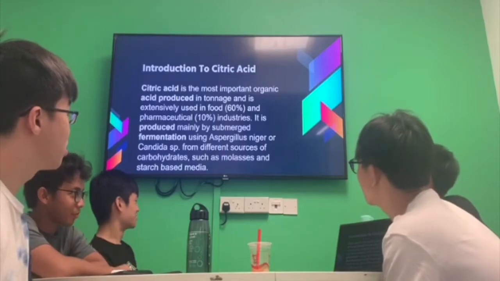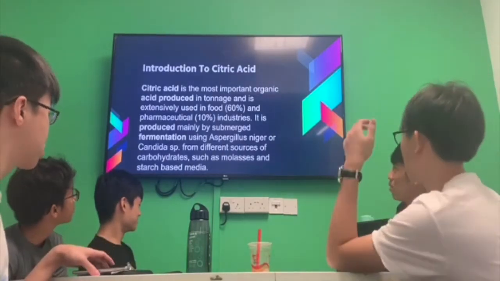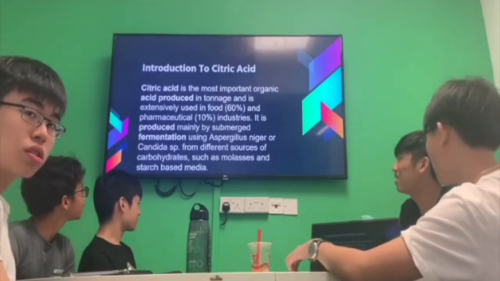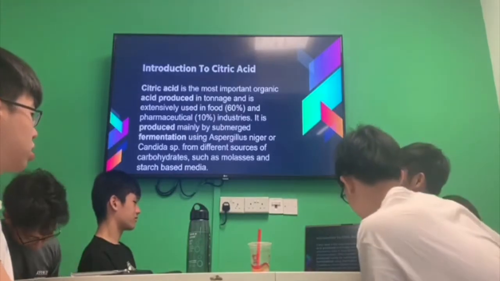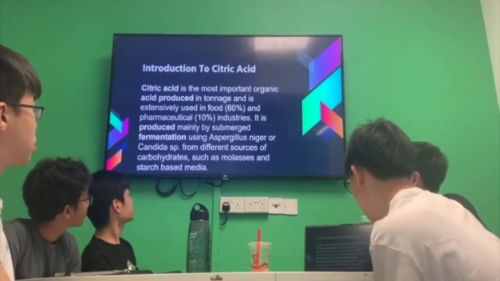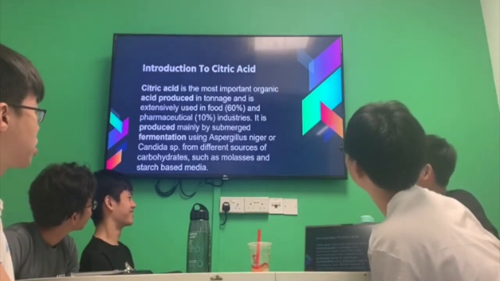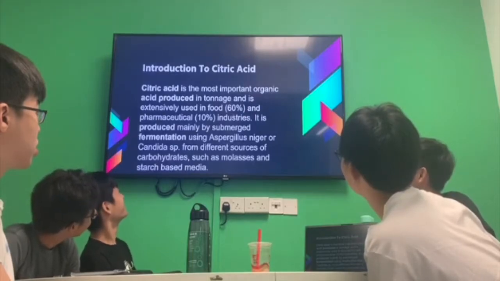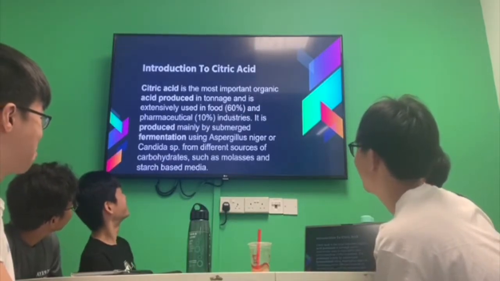Firstly is the introduction to citric acid. Citric acid is the most important organic acid produced in tonnage and is extensively used in food and pharmaceutical industries. It is produced mainly by submerged fermentation using Aspergillus niger or Candida from different sources of carbohydrates such as molasses and starch-based media.